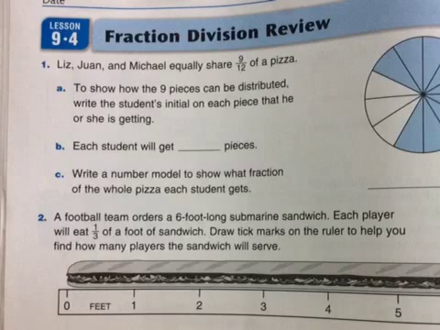Okay, let's say we have Liz, Juan, and Michael, and it says that they equally shared 9/12 of a pizza. I hope you know this can be reduced, but let's work with it just the way it is. This can be simplified to 3/4. You would continue by writing, it's been divided into 3 people, 1, 2, 3. So divide it by 3.